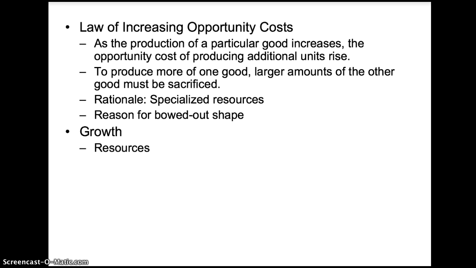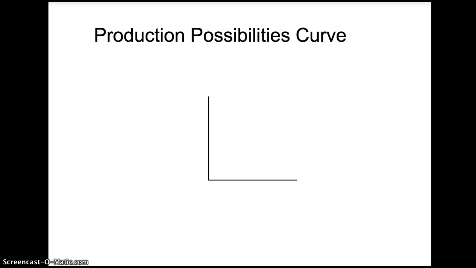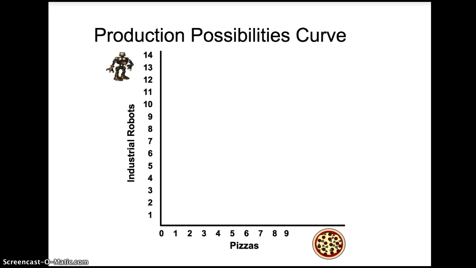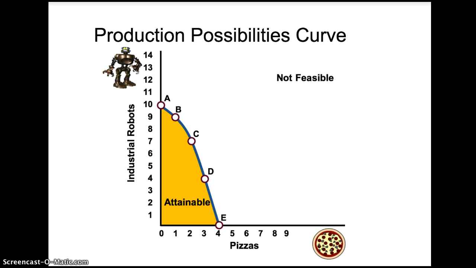Lastly, the PPF can be used to illustrate economic growth by allowing for an increase in the quantity or quality of resources or a change in technology. Anytime there is economic growth, the PPF will shift outward. The area under the curve, the area that is attainable, will increase, showing more robots and more pizza being produced.